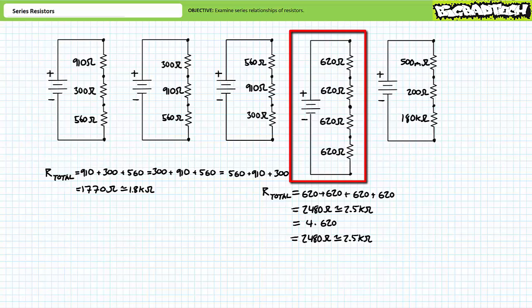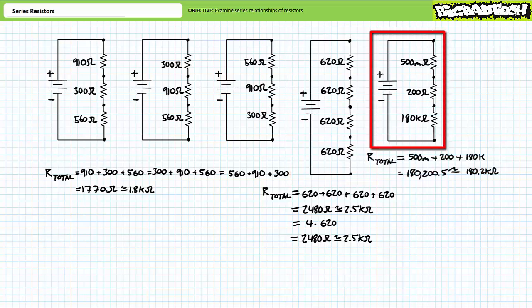This example was intended to illustrate an important time-saving feature for series circuits composed of identical resistors. The total resistance of a series combination of identical resistors is the resistance value times the number of resistors having that value. 620 plus 620 plus 620 plus 620 equals roughly 2.5 kiloohms, as does 4 times 620.